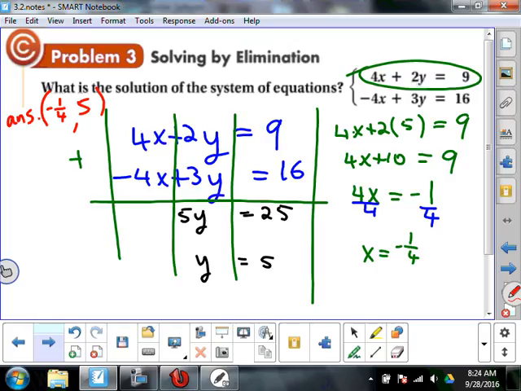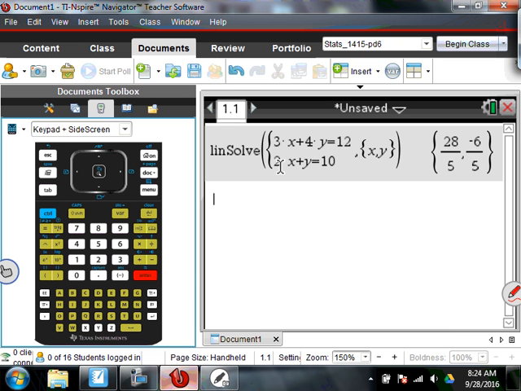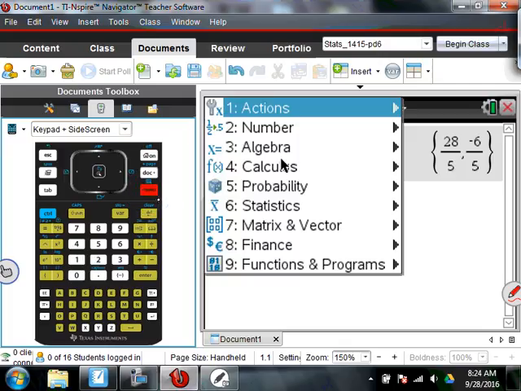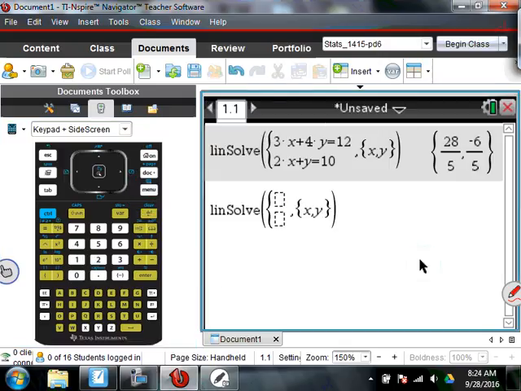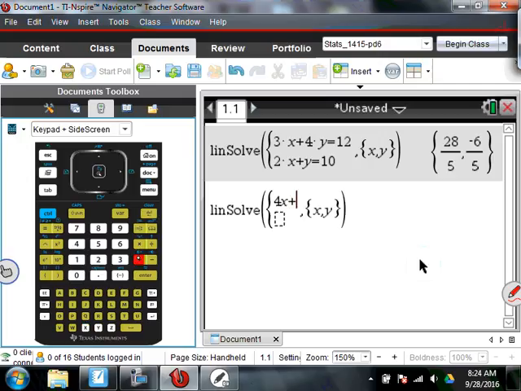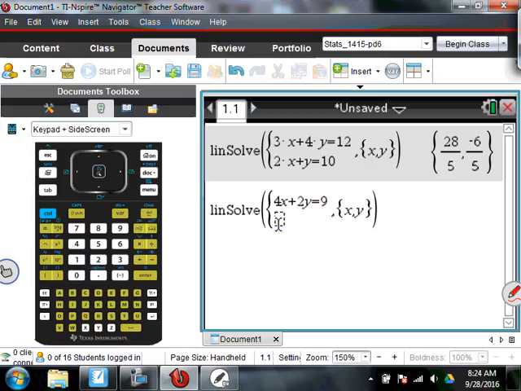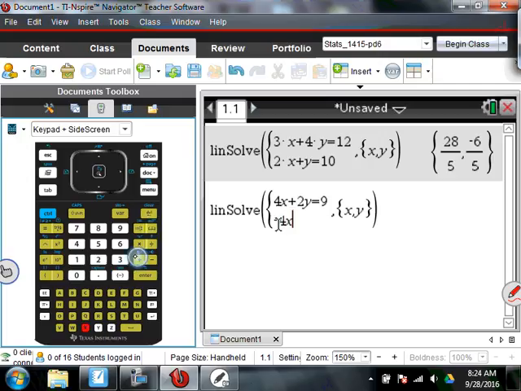Wouldn't it be nice, though, if you got to use the TI Inspire? Menu, algebra, solve. Two equations, 4x plus 2y equals 9. Negative 4x plus, was it plus 3y? And that equaled what? Thank you.